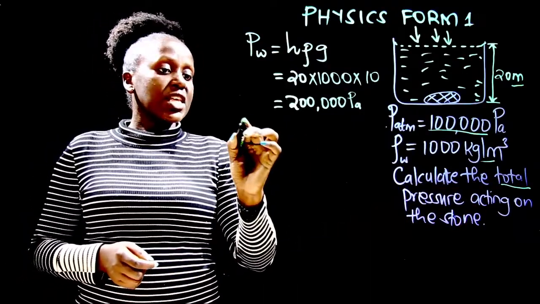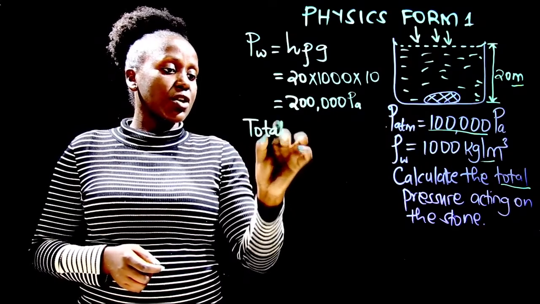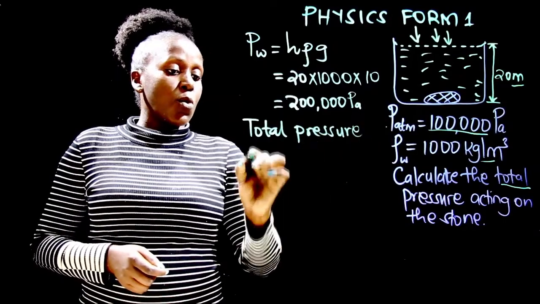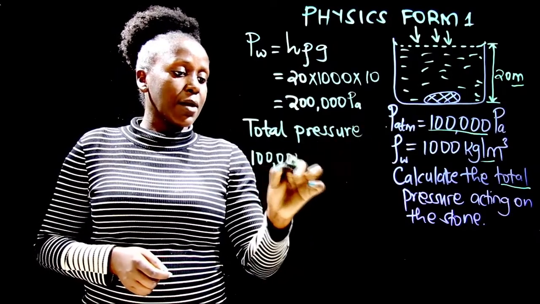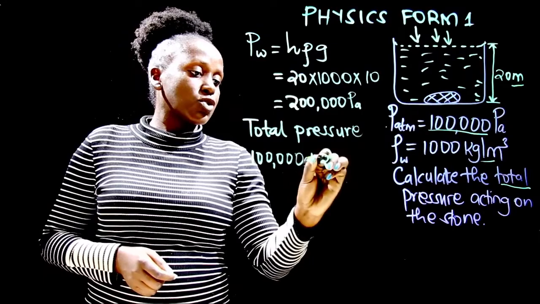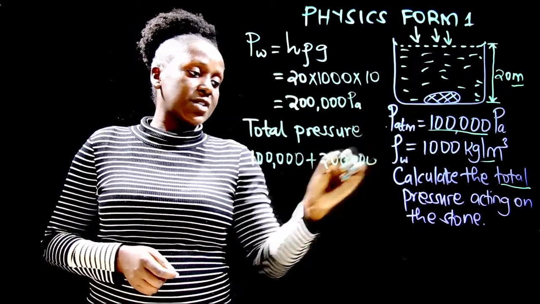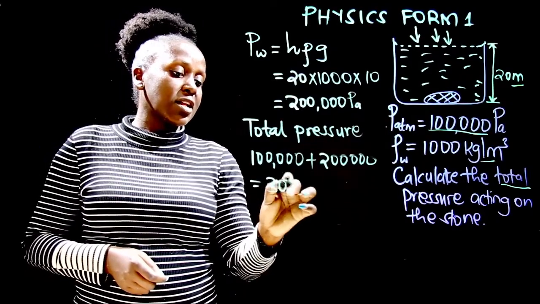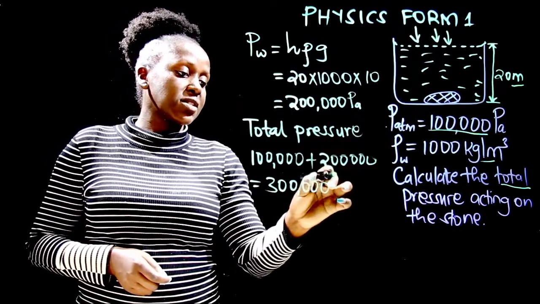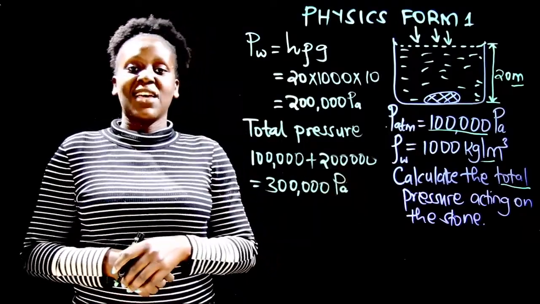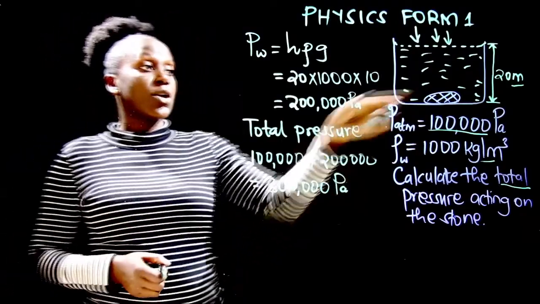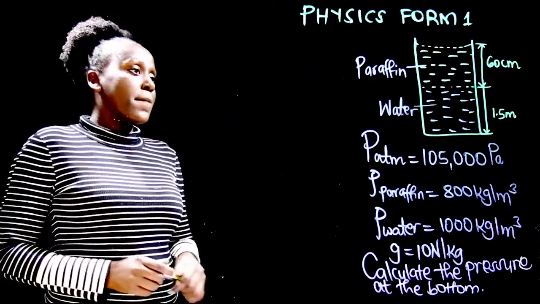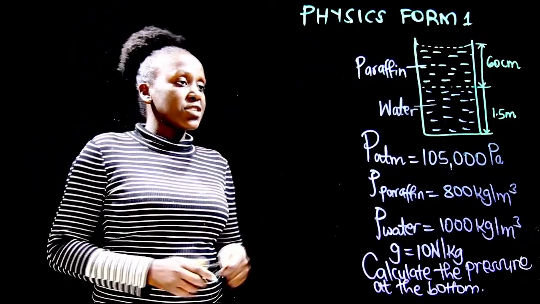So, in this case, to obtain the total pressure, we will have 100,000 plus 200,000. When you add the two, you will be able to obtain 300,000 pascals. So it is important to note that as long as the container is open, the atmospheric pressure is acting. Example 2, we are going to work out this question.